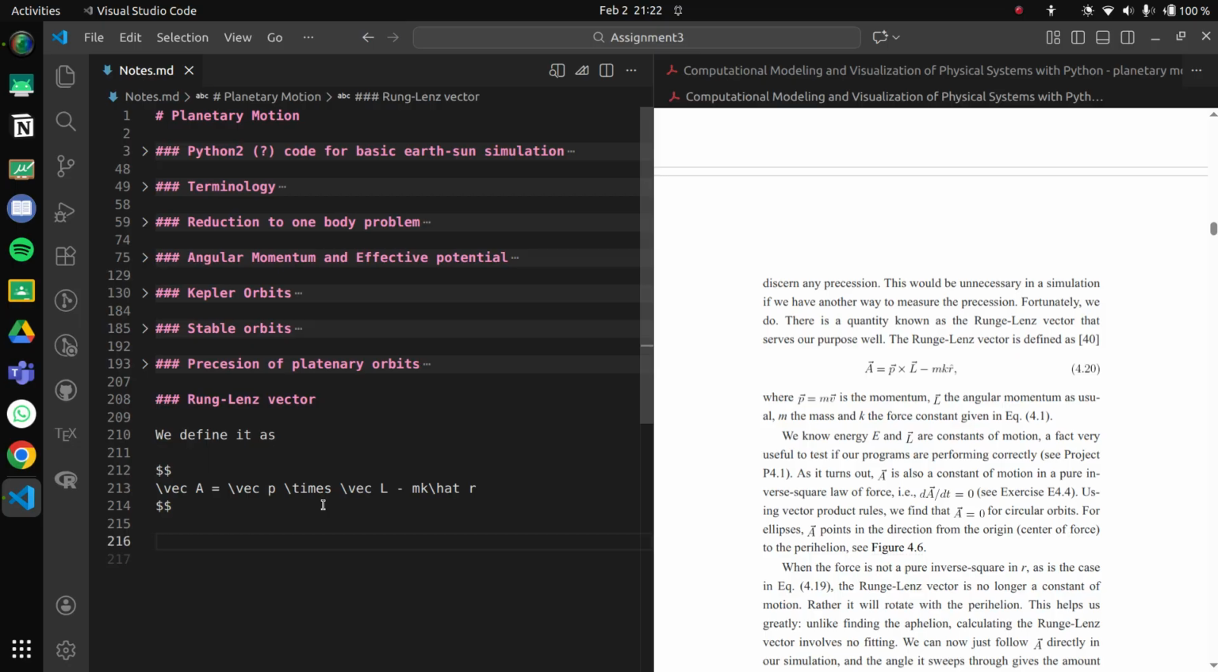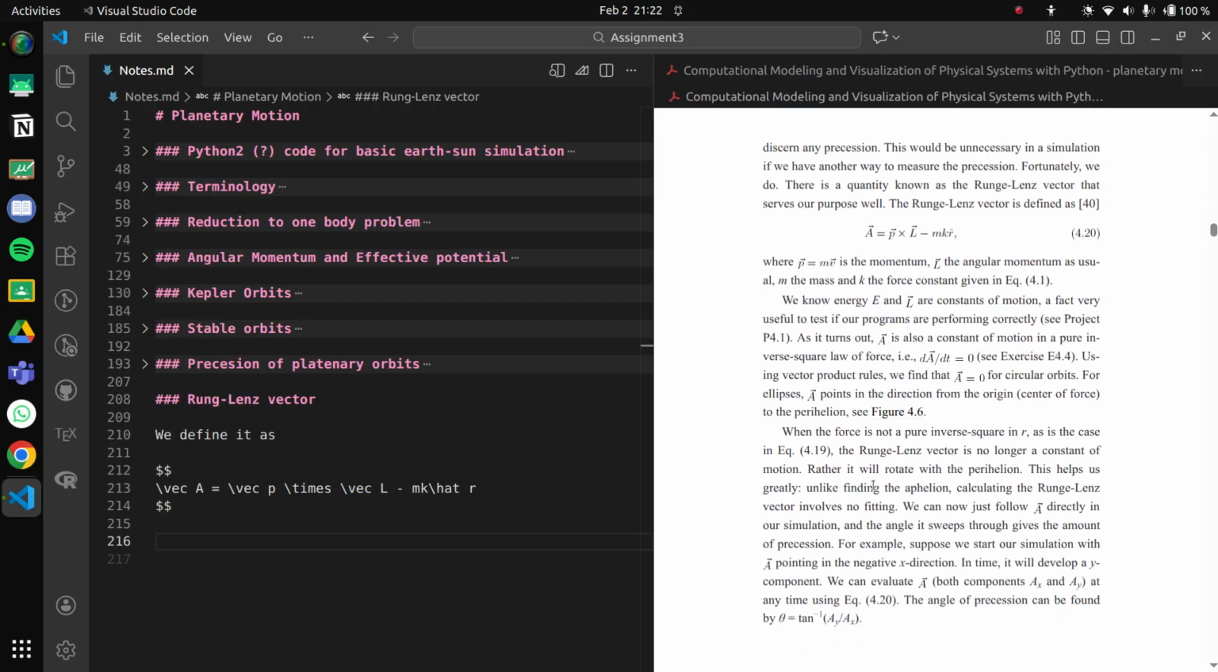But in the case of an elliptical orbit, this vector points towards the, I think, perihelion. Wait, what was the thing? In the negative x direction.